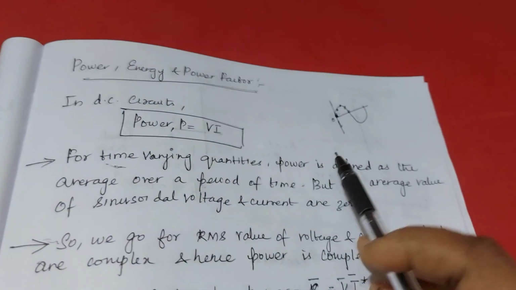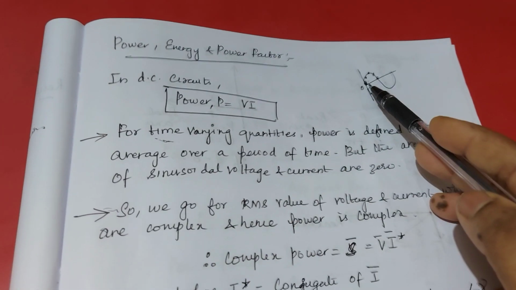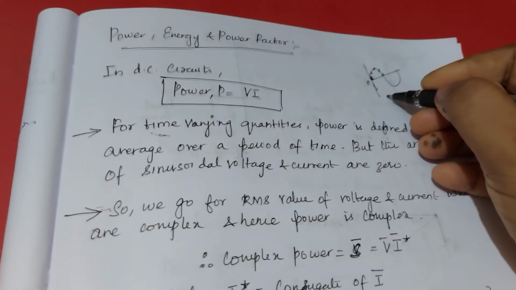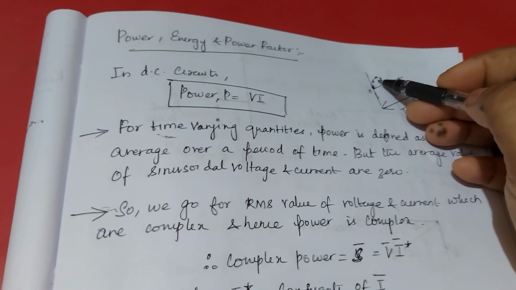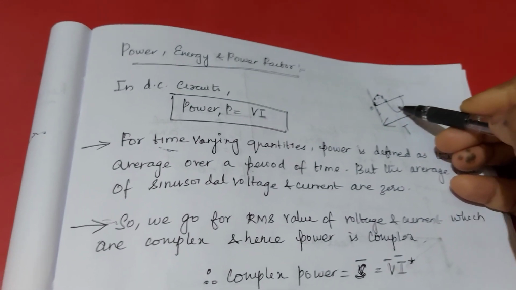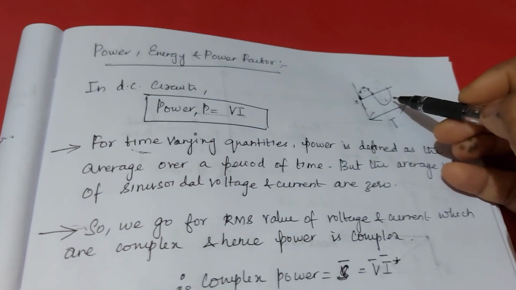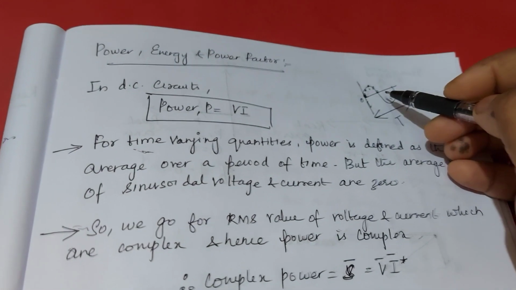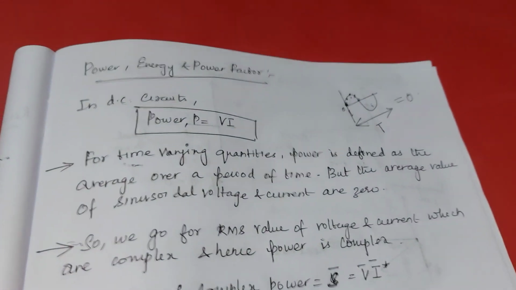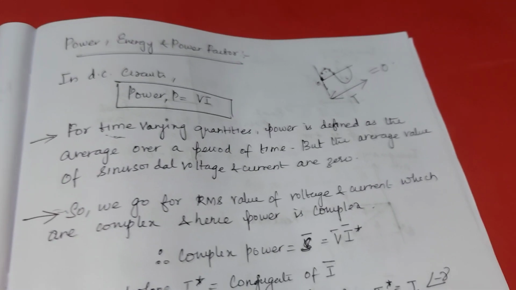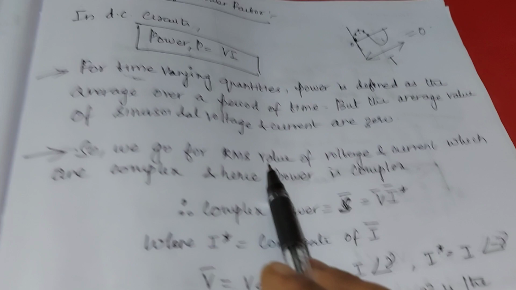When you want to find power, it is defined as the average over a period of time. I will try to find the average for a period of time t. When I try to find the average for a period of time t, I have both positive value and equal negative value. This is a symmetrical sine wave. If it is a symmetrical sine wave, I will have equal positive and negative values. So when I try to find the average over a period of time t, it will be equal to 0. In order to avoid the problem, what do we do? We go for the RMS value of voltage and current.